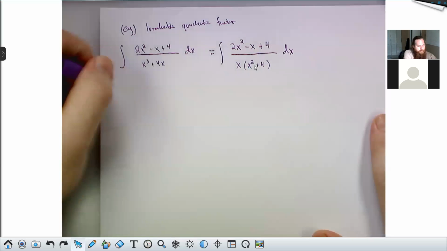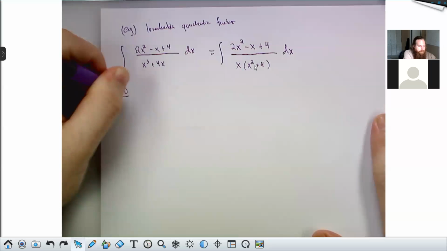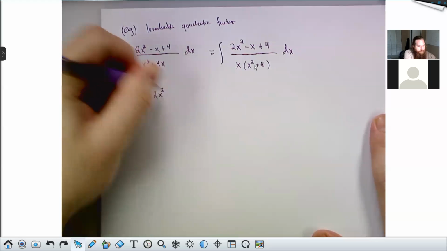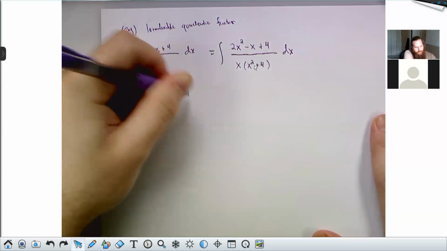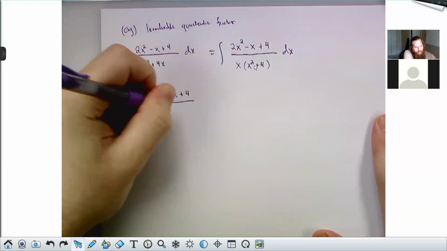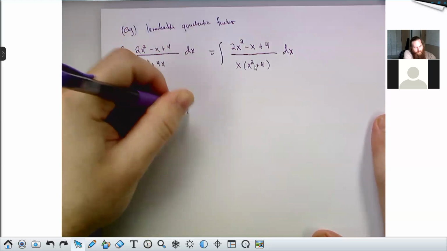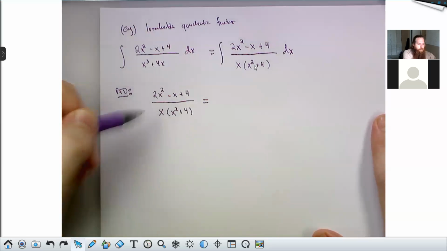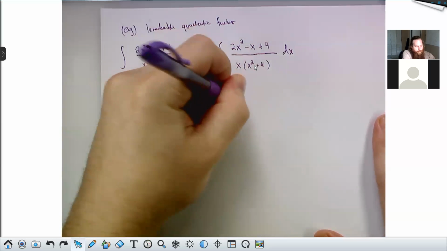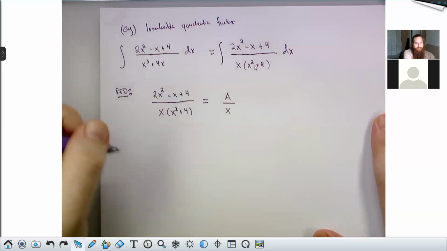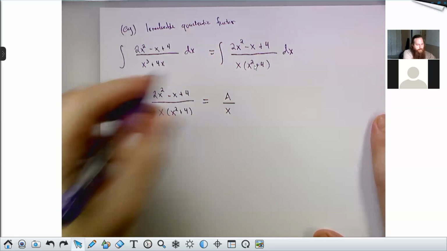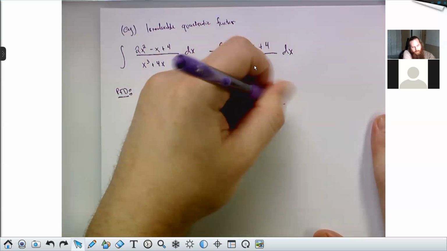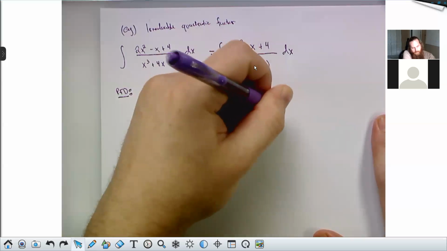So from here, I will set up my PFD following the rules associated with irreducible quadratics. Remember what that PFD Bible says. First, I have this simple non-repeated linear term, which will contribute one term to the PFD setup. But then I have this irreducible quadratic factor. He will contribute a term to the PFD setup that looks like this.